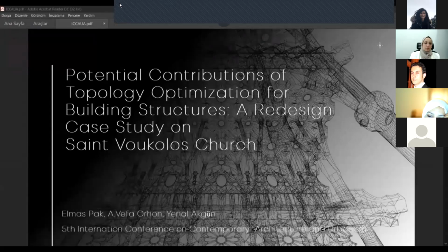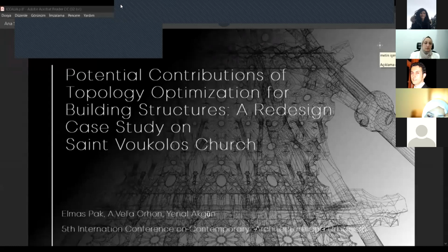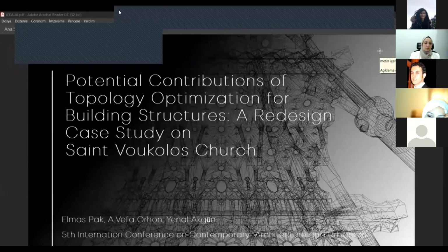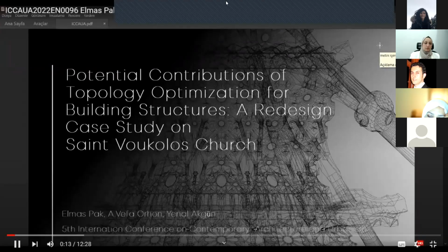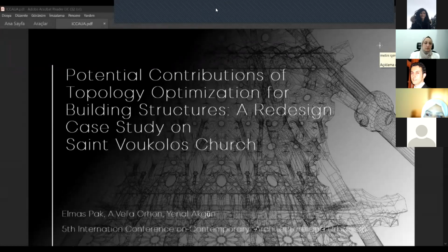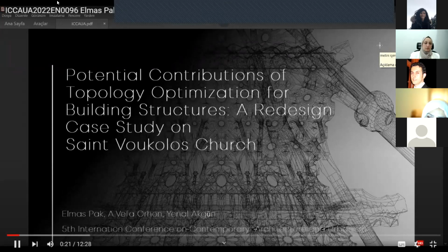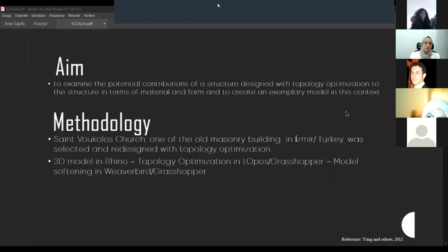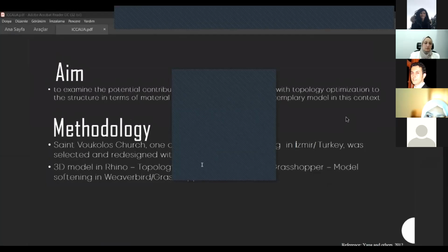Hello everyone, I am Elmas. Today I'll give you a presentation on the topic of potential contributions of topology optimization, which we worked on with Yenal and Vefa. The purpose of this study is to examine the potential contributions of a structure designed with topology optimization to the structure in terms of material and form, and to create an exemplary model in this context.